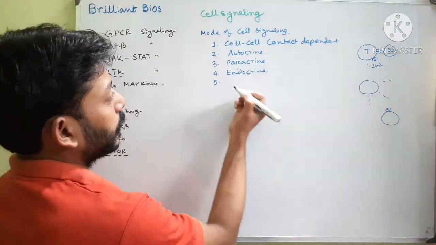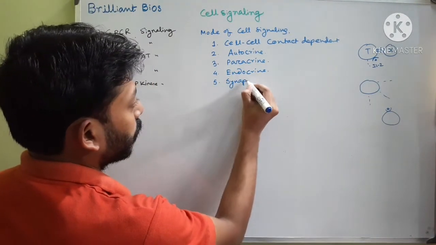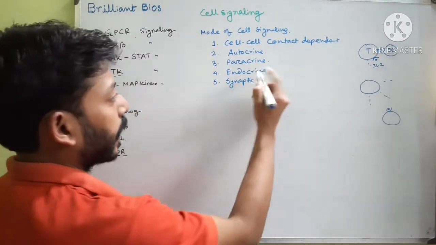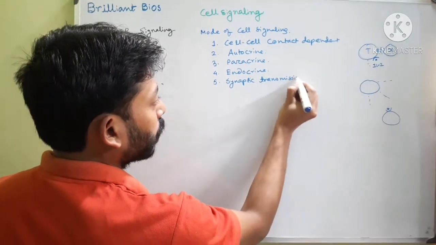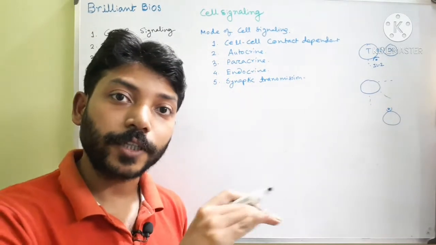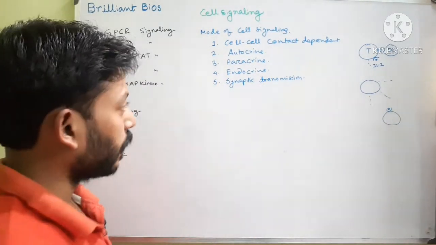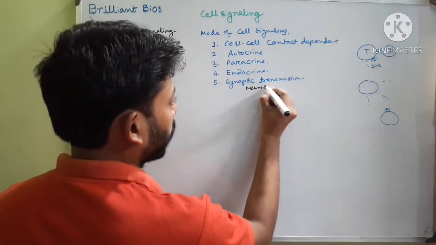And the last is synaptic transmission. This is another mode of cell signaling, synaptic transmission, in which neurotransmitters are released at the end of the neurons. So here the neurotransmitter is the ligand, neurotransmitter.